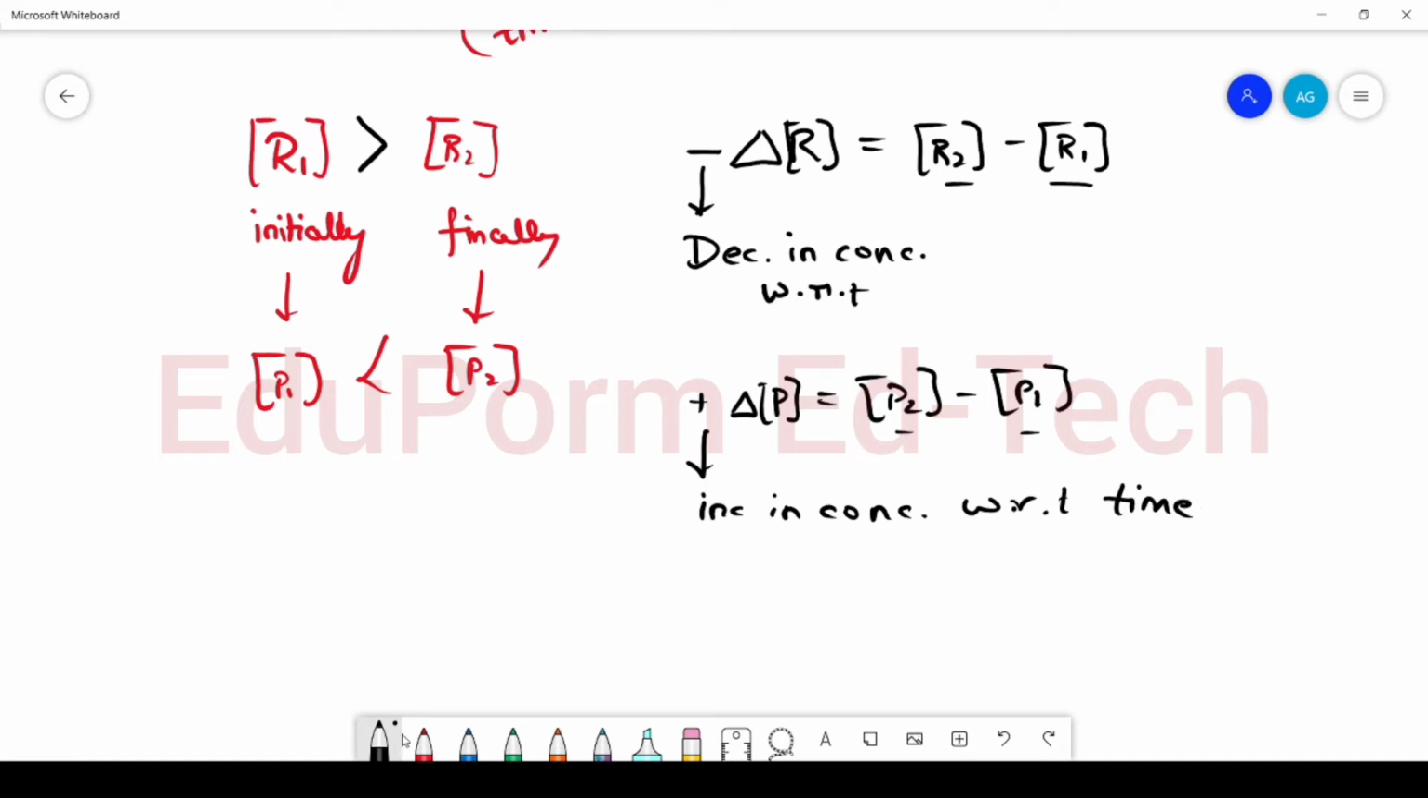Now let's say initially the time was T1, then time increased and reached T2. We know that T2 is greater than T1, so let the change in time be delta T. Delta T will be equal to T2 minus T1.